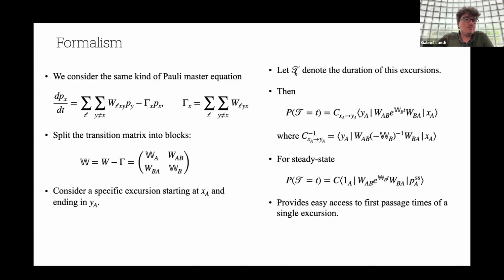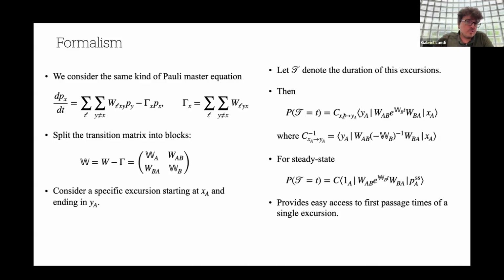First, we can describe the time that an excursion takes. Like I said, this is something that has been extensively studied in the past. The probability that it takes a certain time t for this excursion can be written in this neat, compact way, where you start from XA, you go to B via this matrix WBA, you evolve in B for a certain amount of time, and then you come back to A via WAB. And then you end up in a state YA. So this is the basic structure for how to describe the time of an excursion. And this quantity C is just a normalization constant.